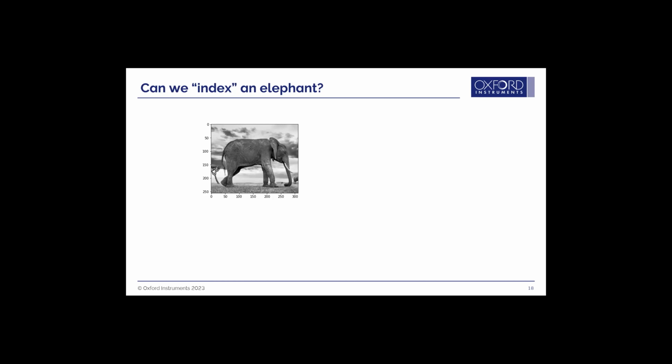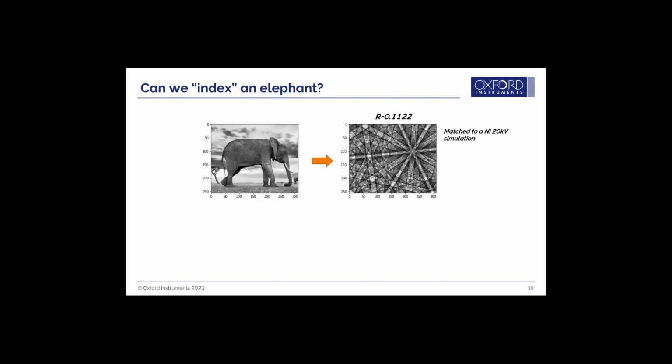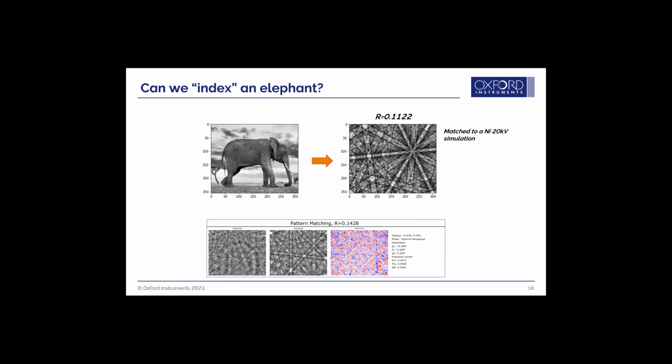The joke that we had in Oxford was, can you index an elephant? And so this is just a grayscale image. If you run it through dynamic template matching, I can find a pattern that fits. And the key detail here is there's an R value, a cross correlation factor, printed at the top of that image, 0.112. That would be what we'd consider a poor match, but it's a match. So again, I want to get into this metric.